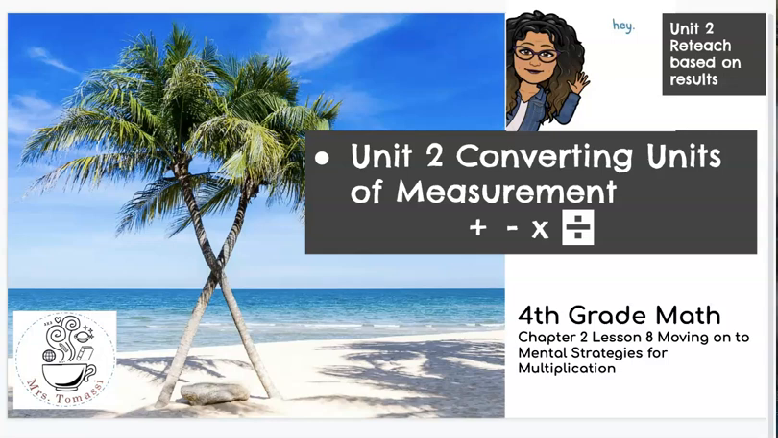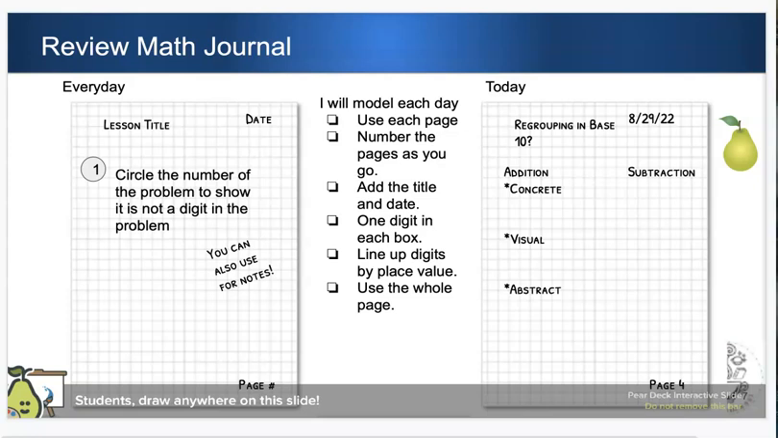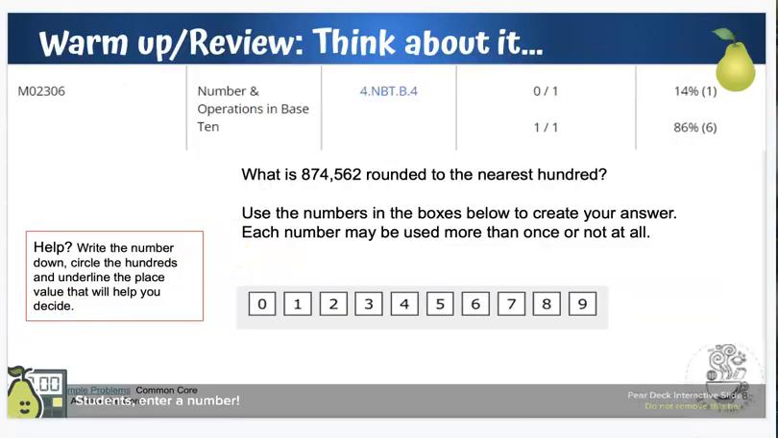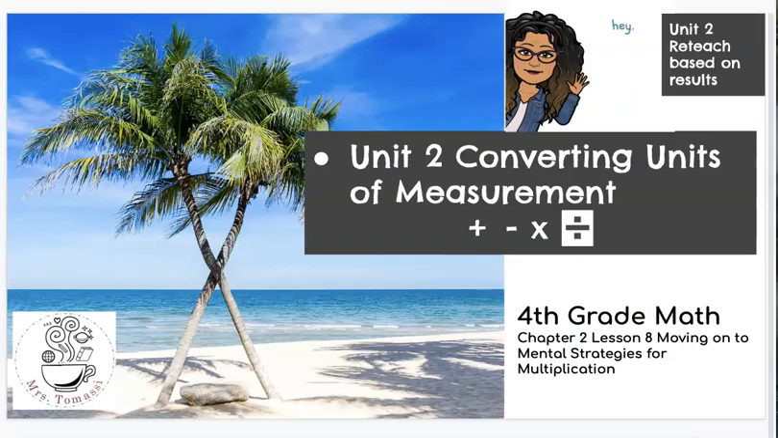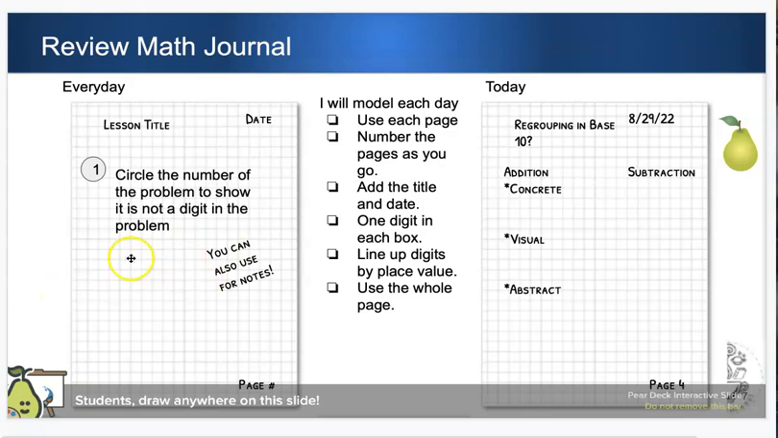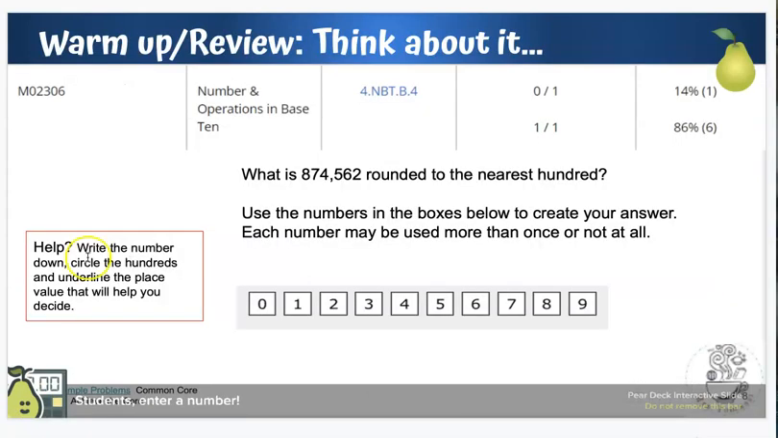Just a reminder that we are going to be doing all of our work inside of our math journals, and just to go over how that works again, you should have the lesson title there, the date. You need to circle the number of the problem to show that it's not a digit in the problem, and you need to make sure that it's nice and clear. And sorry, I'm using my husband's computer. So you can also use these for notes. If you haven't been doing that well, now is the time to start.